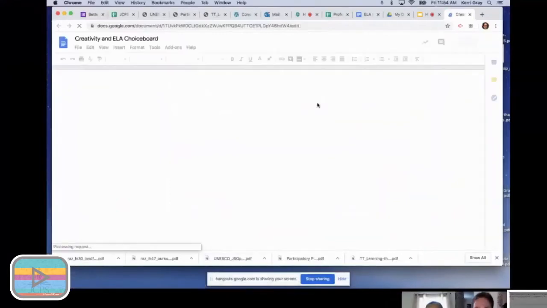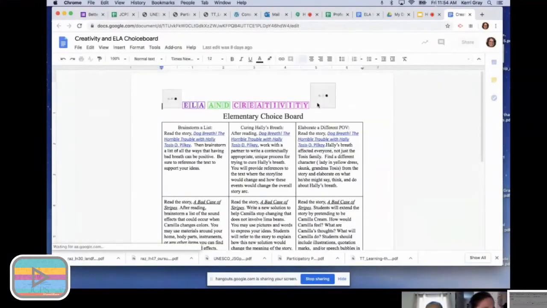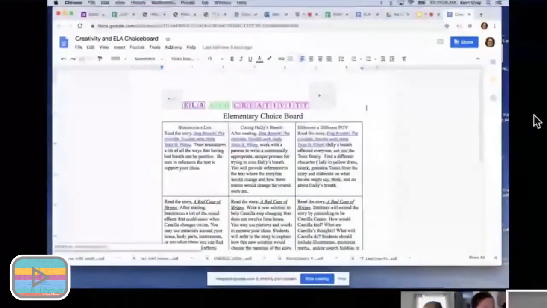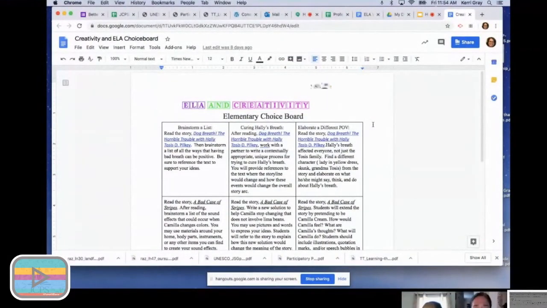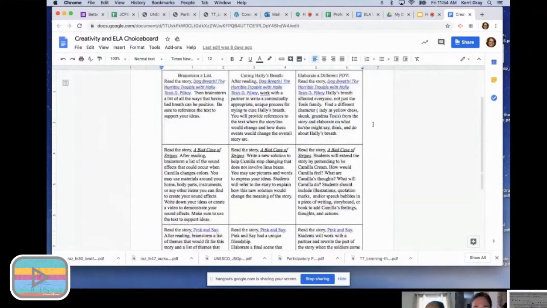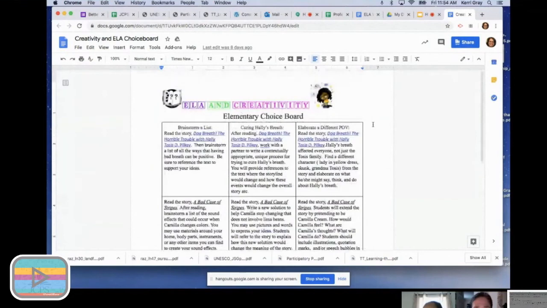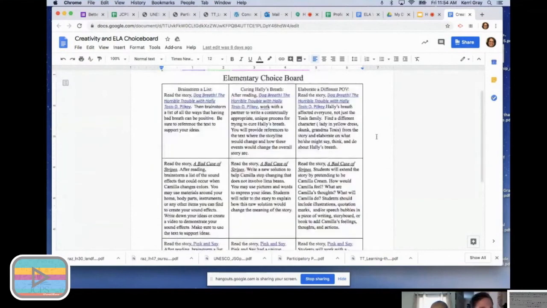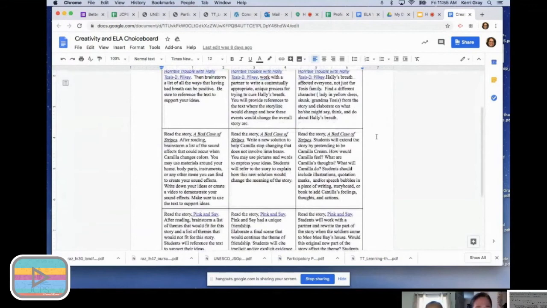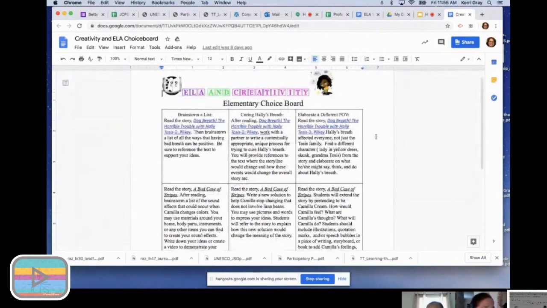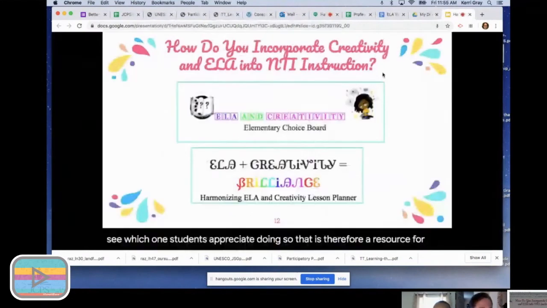And so, choice boards have been so popular. We, of course, thought it would be an easy place to put an activity or a task right on a choice board. So we've linked here just how you might reword these tasks to fit on a choice board. And you're welcome to take these ideas if you like them or create your own, of course. But keeping in mind that you wouldn't want to put every single skill of creativity on there. So you might pick one or two on the choice board and see which one students appreciate doing. So that is there for a resource for you.